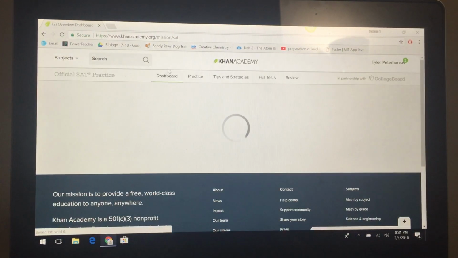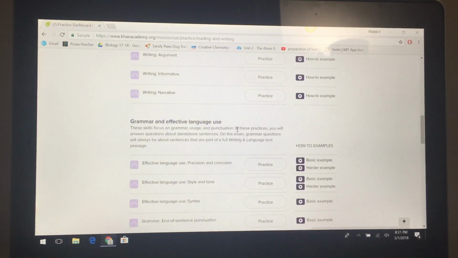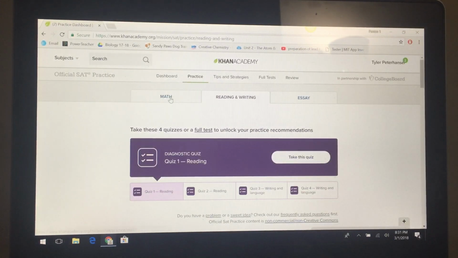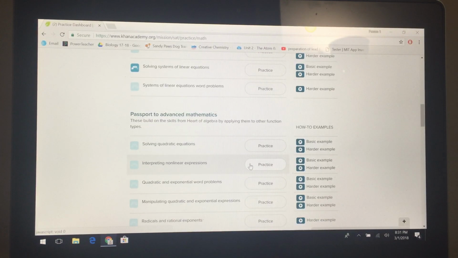You're going to then click the practice tab here. And there's a math tab and a reading and writing tab. You're going to ignore the essay tab and do either reading or math practice. I'm going to show you a math example right now.